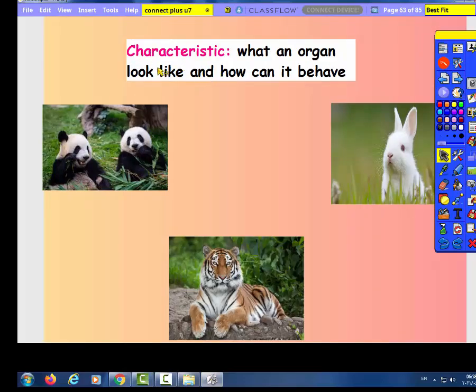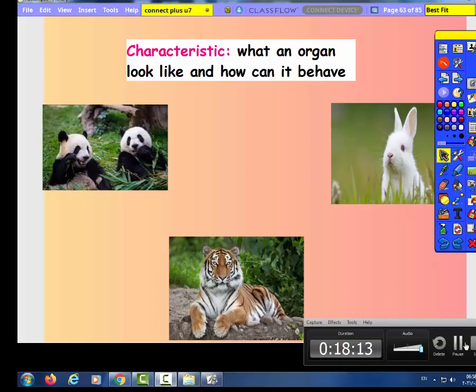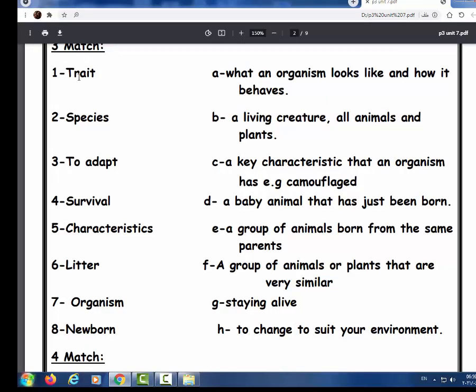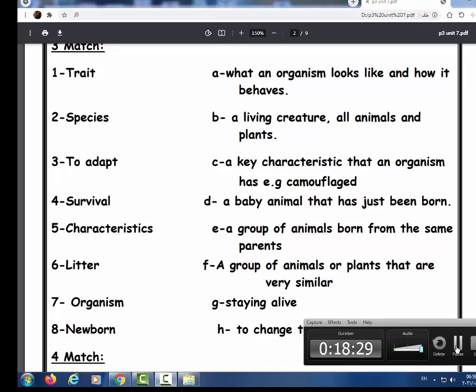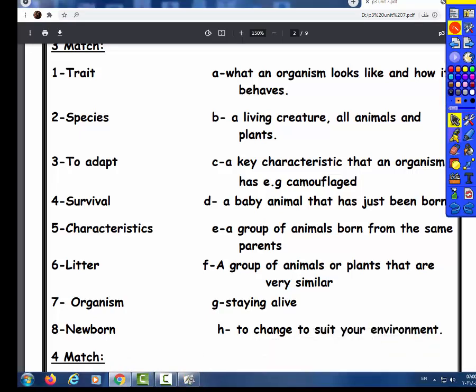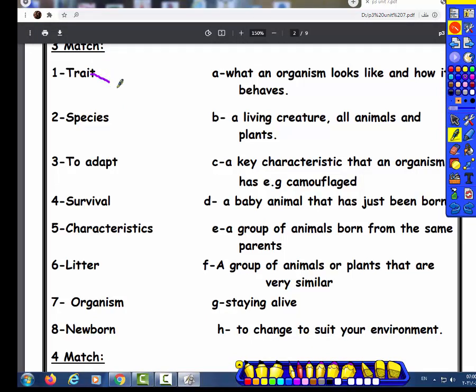Characteristic includes height, color, and shape. What an organism looks like and how it behaves. Let's see here number 3, match. Number 1, what is the meaning of trait? Trait means, excellent, a key characteristic that an organism has. It includes, as we said before, shape, color, and height.